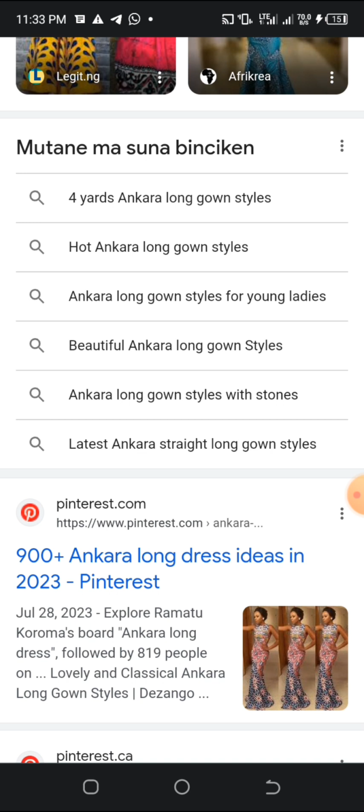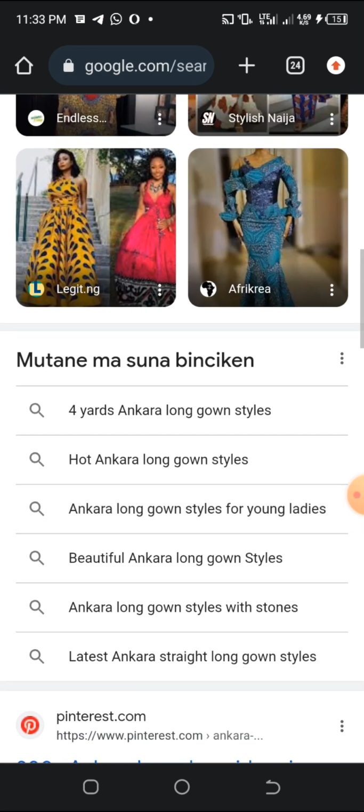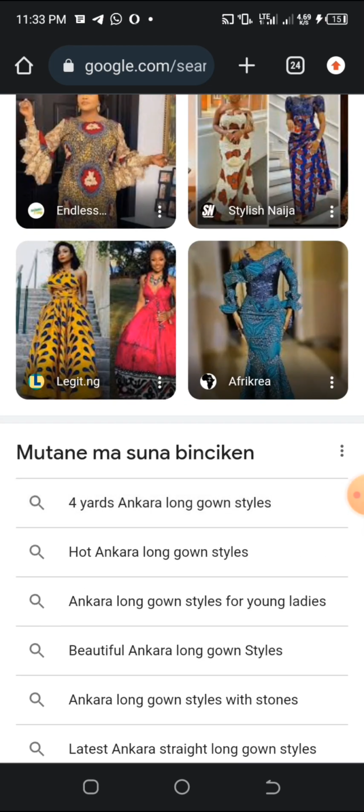Since we are not selling style, you are not going to deal with it, but we have hot Ankara long gown. That means some people are putting the word hot, some are putting the word beautiful. So you can also put this down, the word beautiful, the word hot, and the one for women, for ladies, whichever one is particular to the product that you are selling. So once you have every one of these keywords written down, then you head on to ChatGPT.